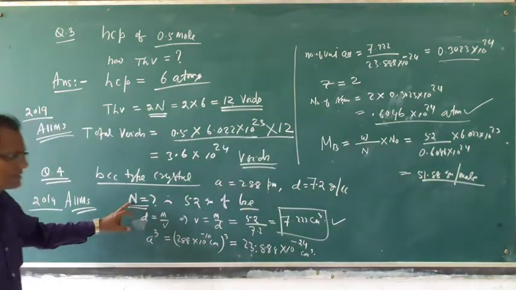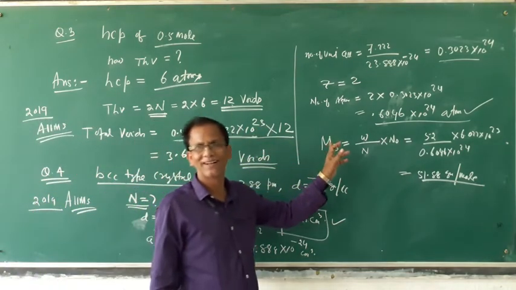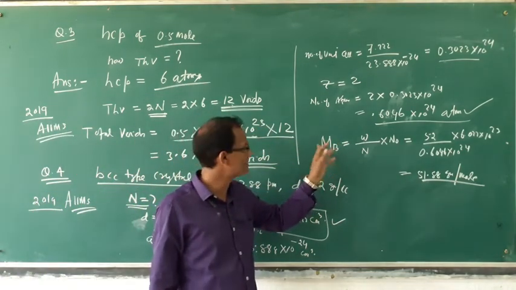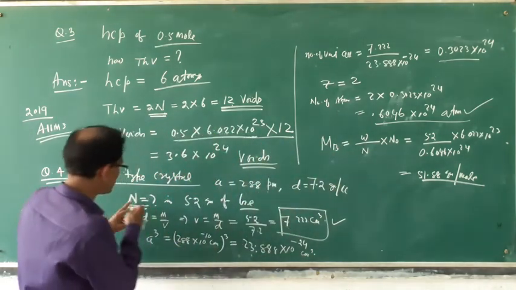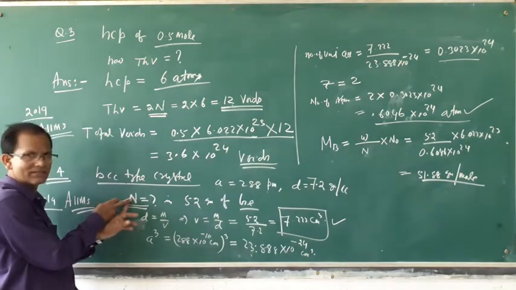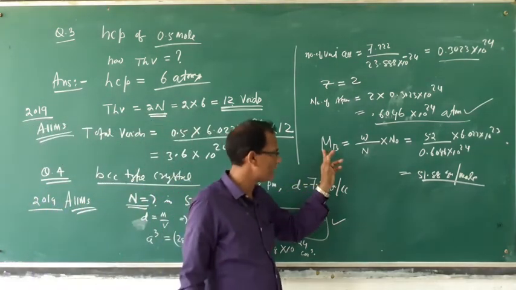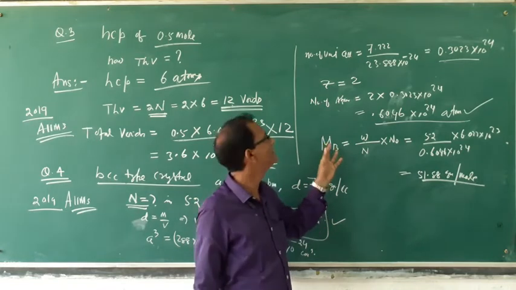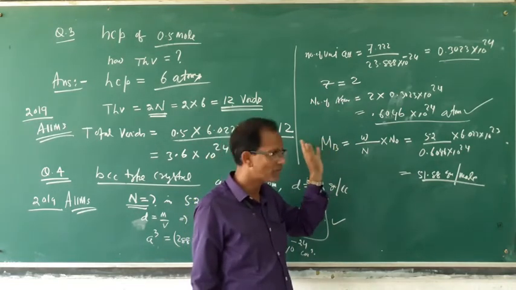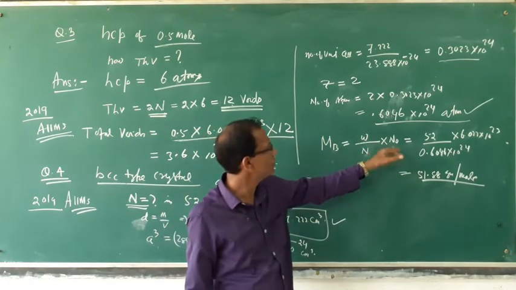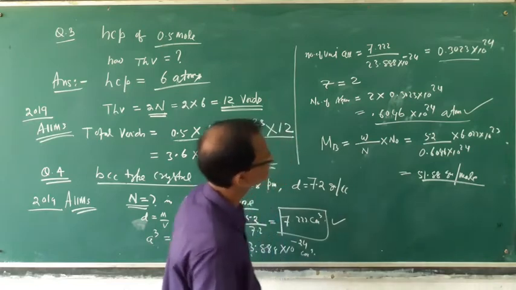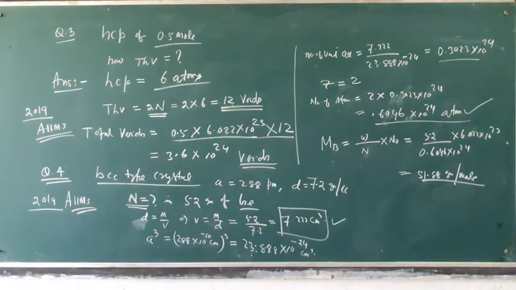Even though the number of atoms was asked, I have just added one step. What step added? If molar mass is asked, you can do like this. What is the molar mass of the crystal? The formula is mass by number of atoms into Avogadro's number. Okay, so this is our question number 4.